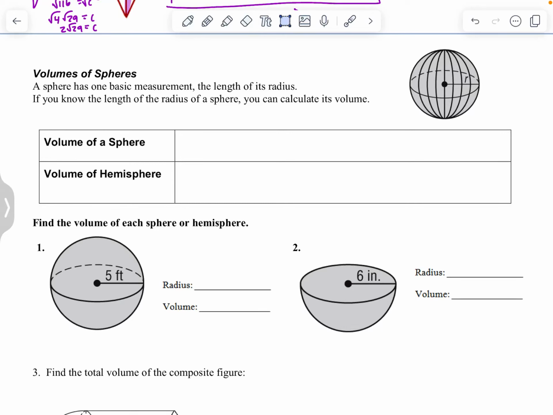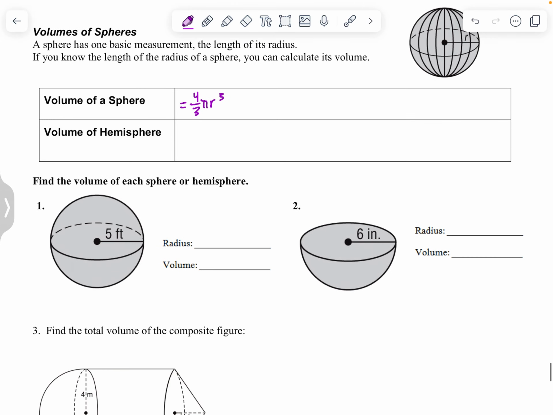Hello and welcome to our practice on spheres. We're going to get practice with spheres and pretty much composite figures at that, so it's kind of a combo practice lesson. We should know that the volume of a sphere is equal to 4/3 pi r cubed. So this first one, hopefully you have your packets out, turn to this page.